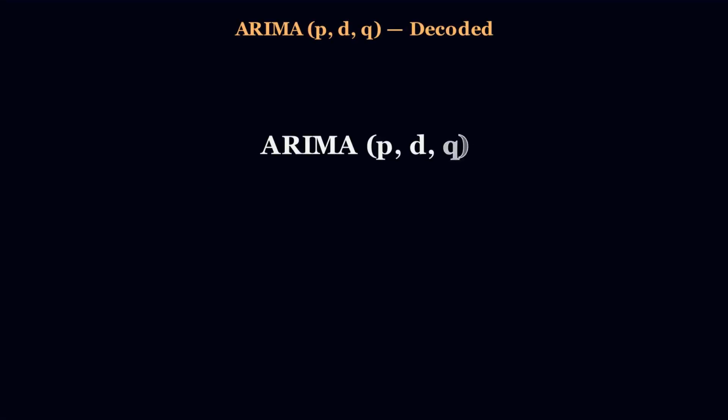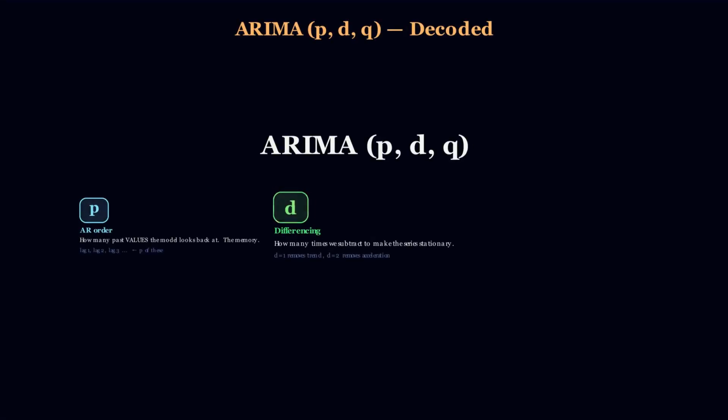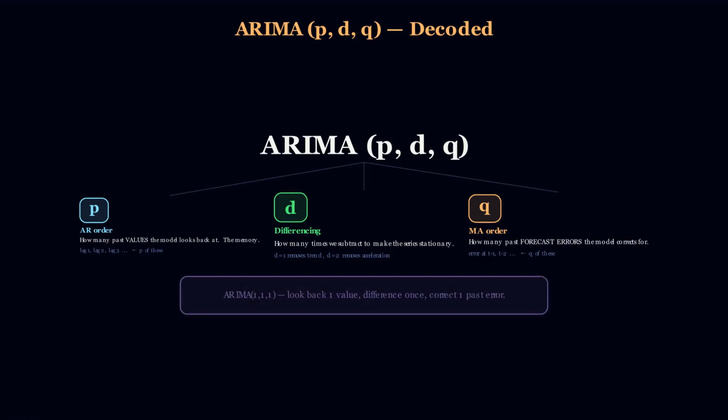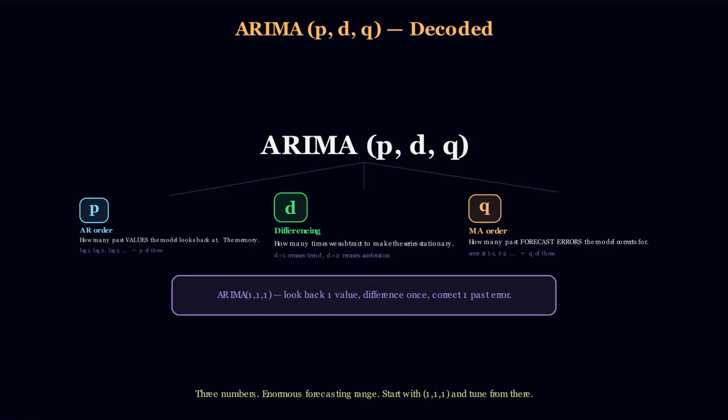ARIMA has 3 parameters, P, D, and Q. P, how many past values the model looks at. The memory. D, how many times we difference to achieve stationarity. Q, how many past forecast errors the model corrects for. ARIMA of 1, 1, 1: 1 lag, 1 difference, 1 error correction. That single line covers a huge range of real-world time series.